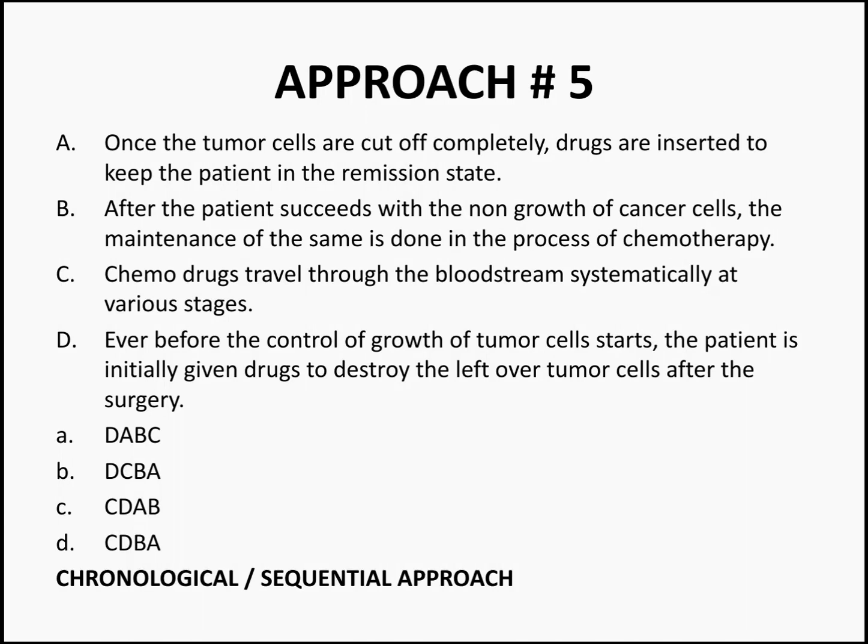Now this is sufficient for us to answer. In your statement D, it is clearly mentioned before the control of growth of tumor cells starts, and the next process of that is cutting off the tumor cells completely. So that is going to be statement A. So I can have a link between statement D and A consecutively, and as I told you, C and D is the initial pair post which I should get my A statement. In that case, option C is going to be your answer. Hope you got it.